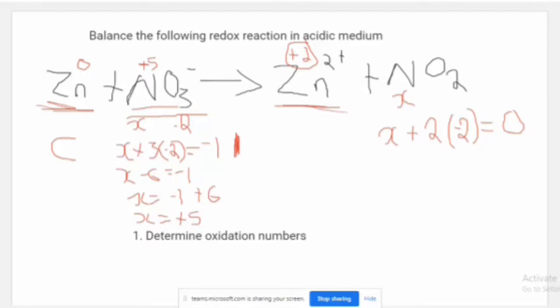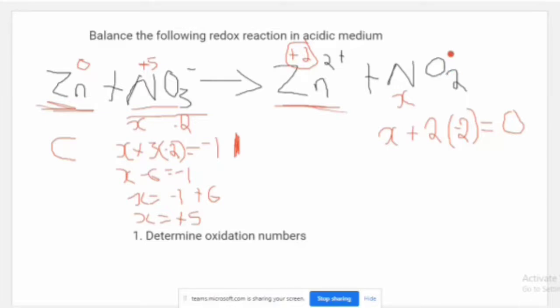Oh yeah, I was trying to explain why we have 0 here. What it means here is that the oxidation state for nitrogen plus the oxidation state of oxygen should be equal to the charge. Now, if you look at this nitrogen dioxide here, there's no charge.